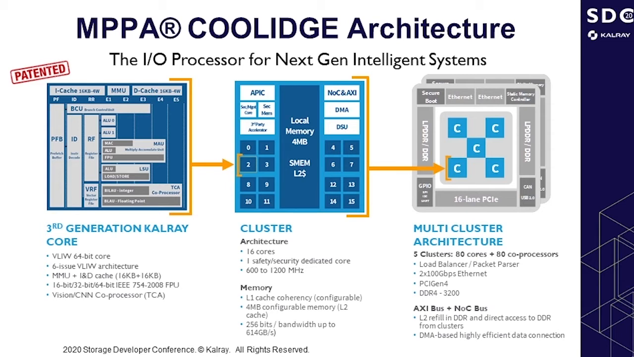The board also embarks two 200 gig Ethernet interfaces. It supports PCI Gen 4. We have one 16-lane on the board, and the DDR embarked on the board is DDR4 at 3.2 GHz. Another specific part of the chip is that we have a protocol named Network on Chip, which allows very fast inter-cluster communication.